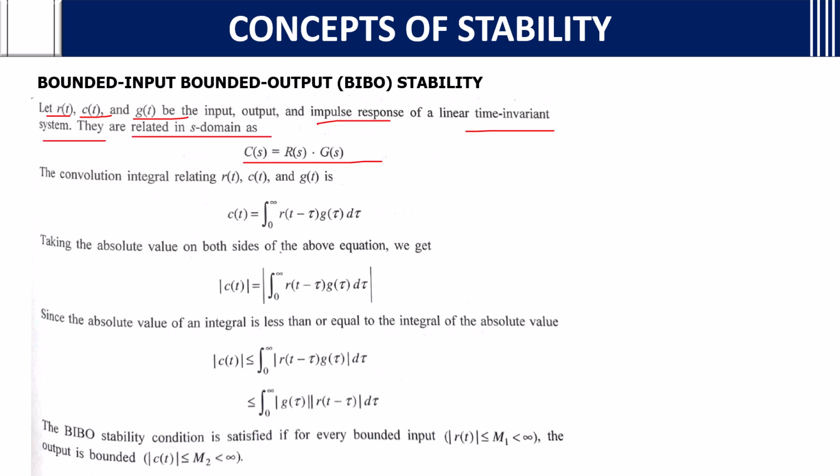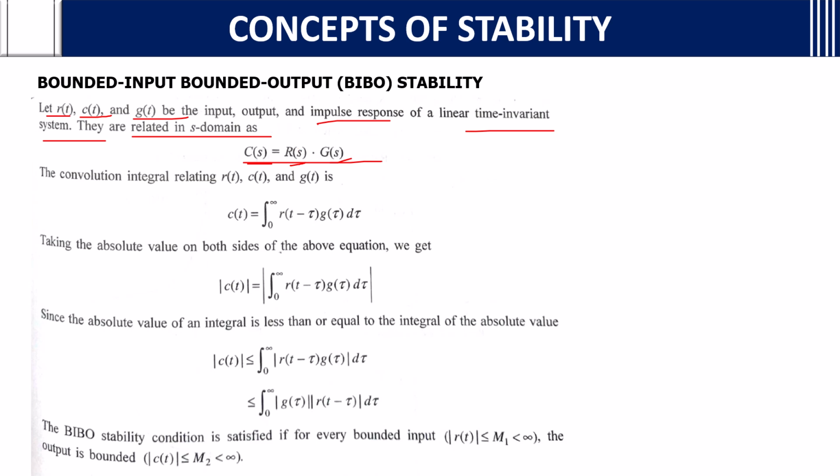They are related in the S domain. So C of S is R of S into G of S. We know this. Output by input, C of S by R of S, is nothing but G of S. So you can write C of S is equal to R of S into G of S.